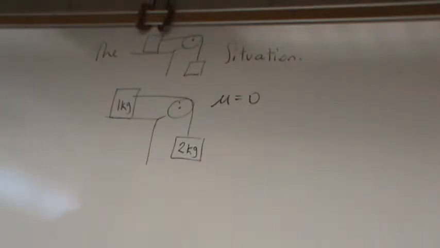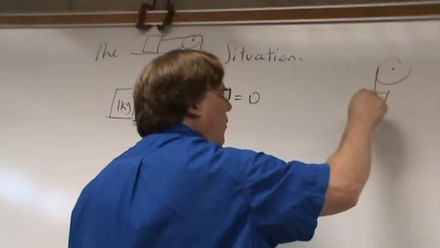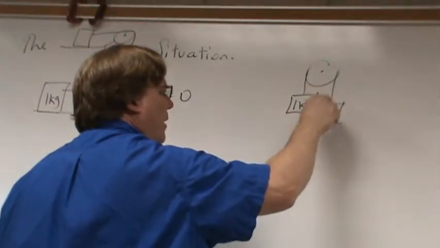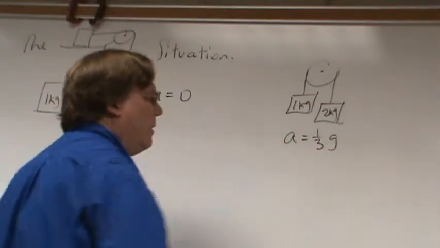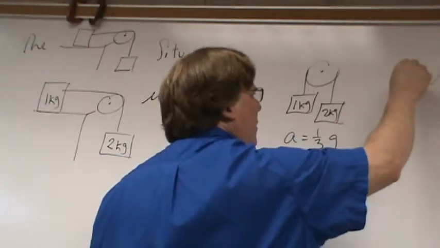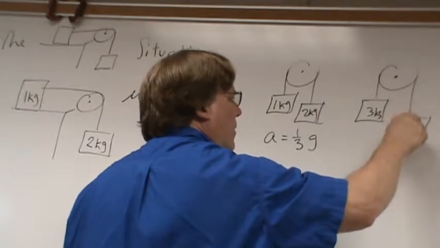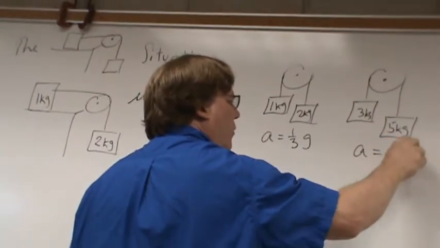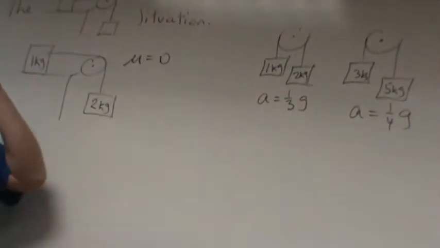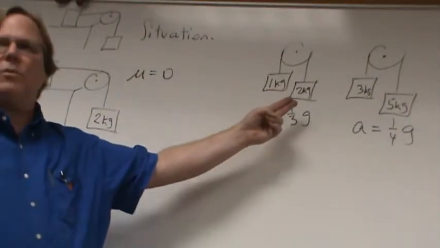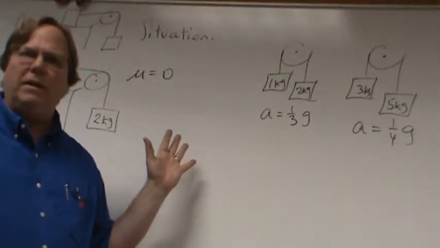So let me remind you what happened yesterday. Yesterday, we had this situation where this was 1 kilogram and this was 2 kilograms. And it turns out that the acceleration was 1/3 g. And we also had this situation where this was 3 kilograms and this was 5 kilograms. And it turned out the acceleration was 1/4 g. And I don't know if I got the chance to even ask you guys, is there something I could do with these masses really quick where I could have found those answers without having to do that sum of the forces stuff? Did you guys figure that out yesterday?